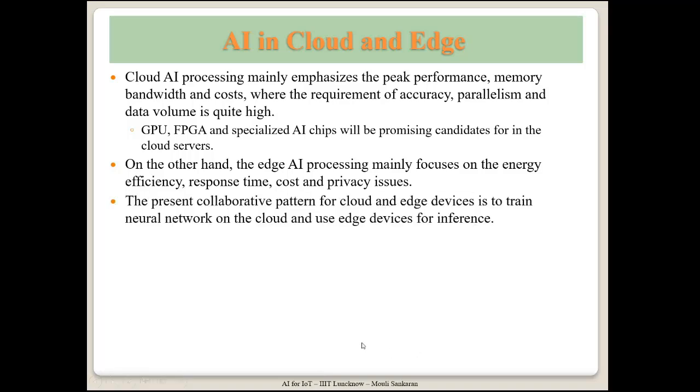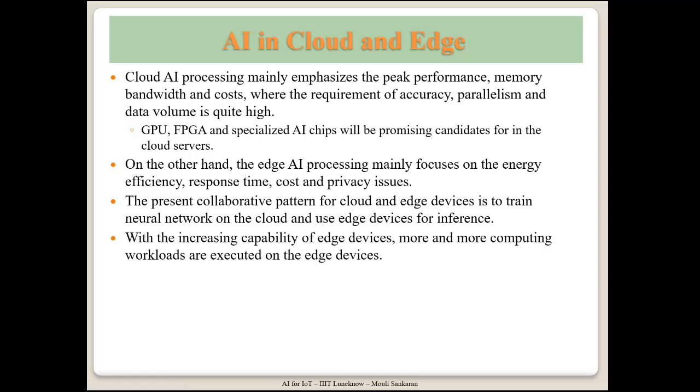Okay. Now there is the collaborative pattern. That means cloud and edge devices work in tandem. That means training is done on the cloud and the inferencing is done on the edge devices. Okay, they interact with each other and they work with each other. That is what is called collaborative working of cloud and edge devices. With the increasing capability of edge devices, that means more and more powerful processors are coming up now, more of the computing is offloaded to the edge devices. Okay, this is going on.